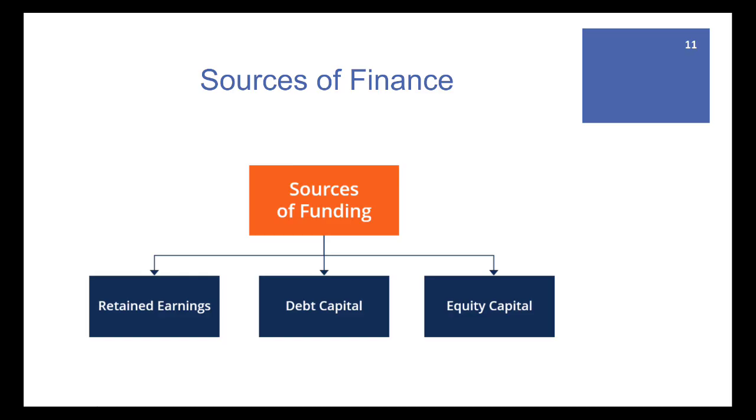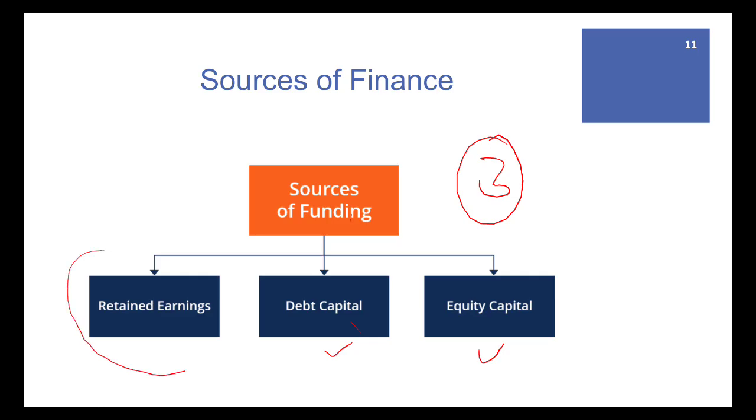Sources of funding, right? Three major sources of funding now. Retained earning, debt capital, equity capital. I already told you what's debt capital and equity capital. You can issue shares over here. You get money if you're a company. You can issue debt capital like debentures or bonds. I discussed that. You can get money.